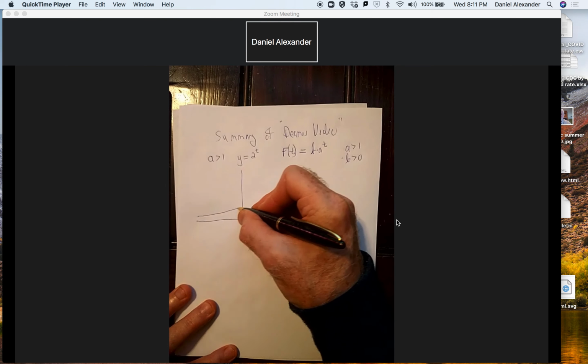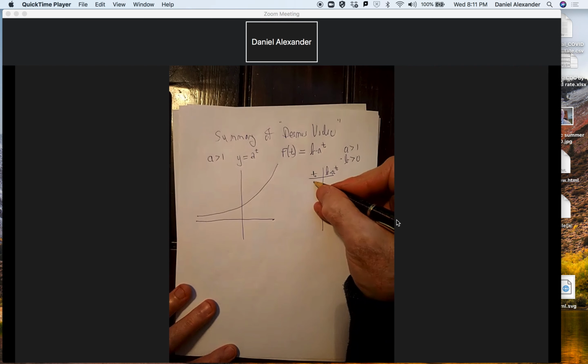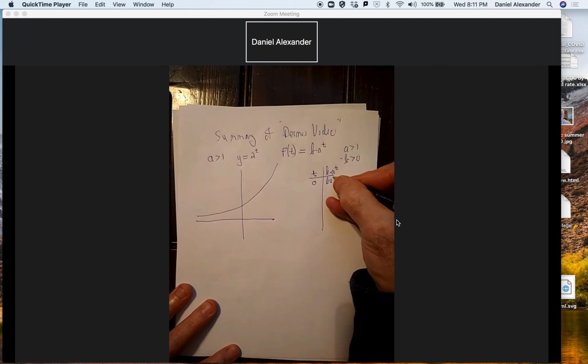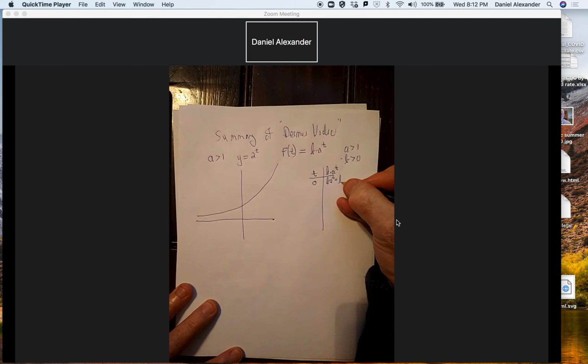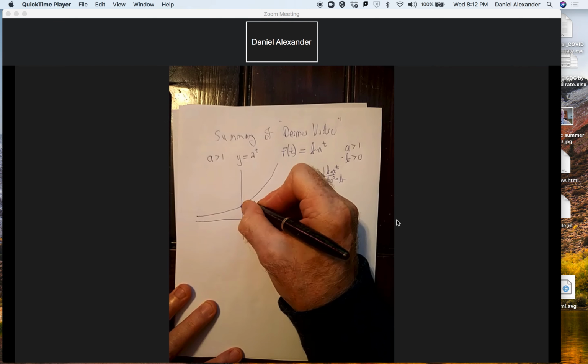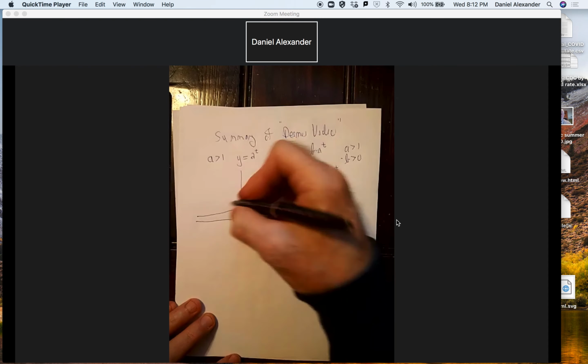And I want to do a table of values. So when t is equal to 0, we're going to get b times a to the 0. And we saw in the exponent video, which you can review if you want, that that's equal to b. So that's our y-intercept, 0, b. I think that's one reason why they chose that as the y-intercept.